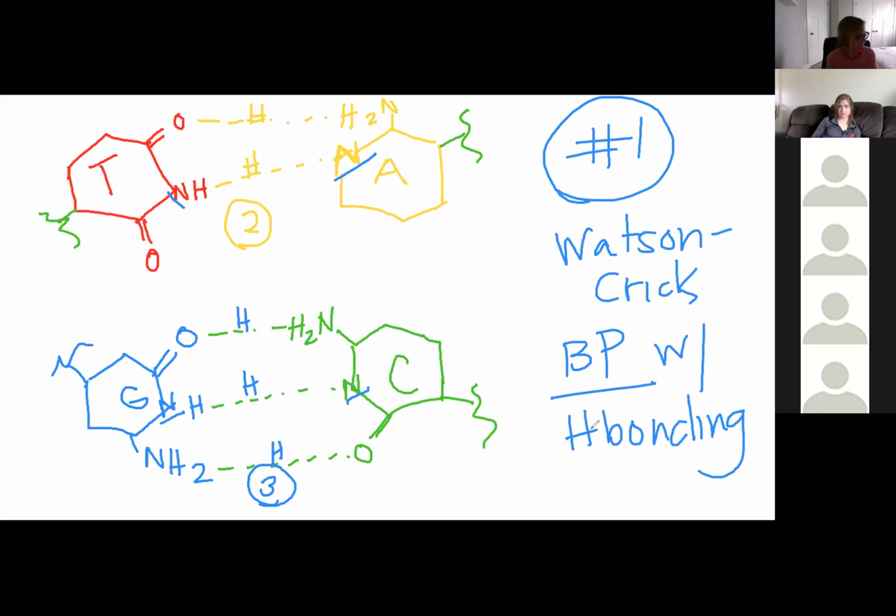Let's move on. Now it says to draw the structure of 2 nucleotides, one from DNA and one from RNA. Draw out 2 nucleotides. Okay. How do we think we should begin with that? How would we start to draw out 2 nucleotides?